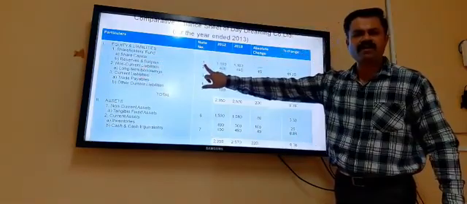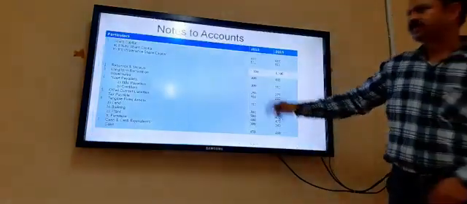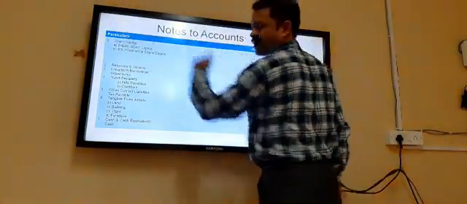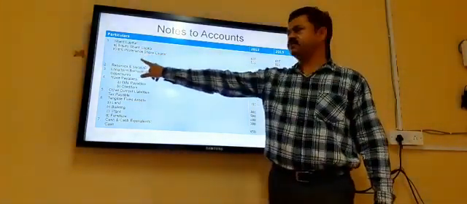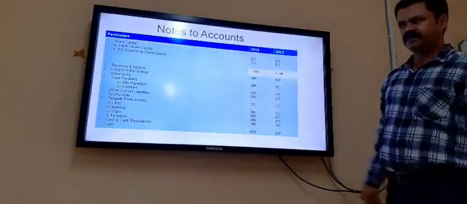Why I have put here 1? Because I have made a note to account. So let me just show you the note to account first. This is a note to account, you can see. So you can see number 1, share capital. Now in share capital, equity share capital, preference share capital, I have combined them. I got 1100 for both the years.